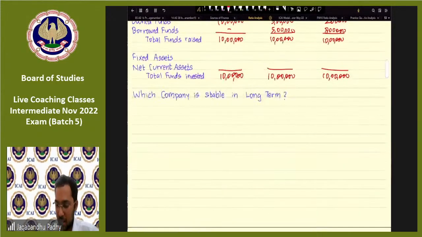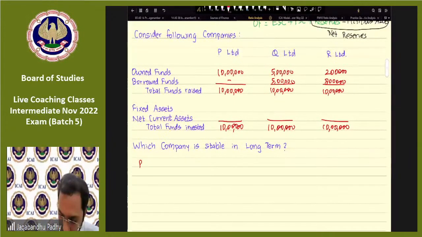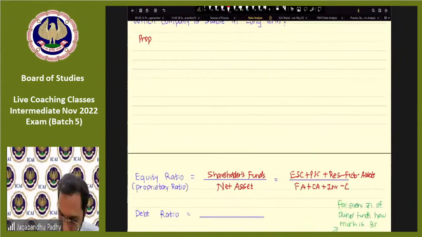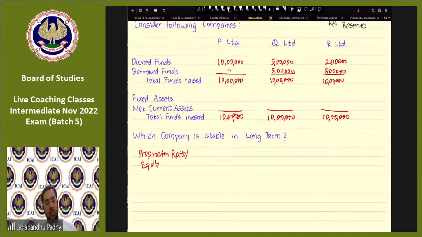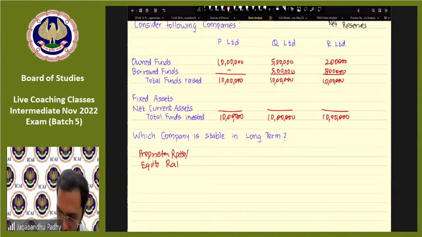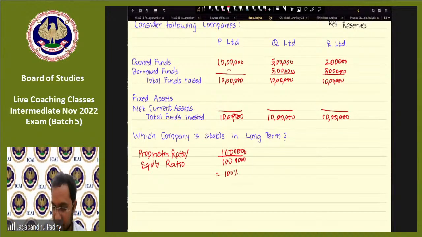So can you tell me, in our case, P, Q and R, what is the proprietary ratio or the equity ratio? What is the number for proprietary ratio, equity ratio? Can I say for P, sir, the entire funds, 10 lakh fully, or I can say 100%, is the proprietary ratio. So out of 10 lakh, the entire 10 lakh is owned funds, so 100%.